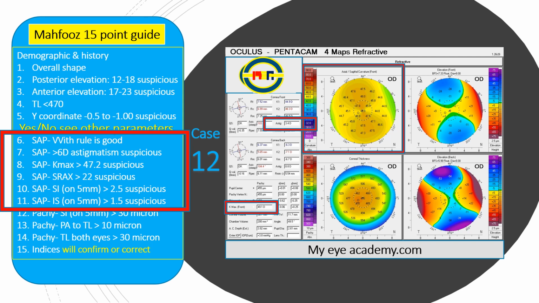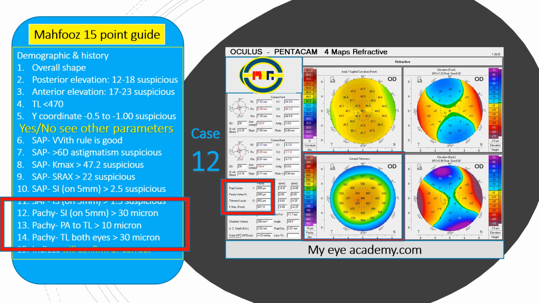All the SAP parameters are within the normal range, including the Kmax, superior, inferior, and inferior superior readings, and the Pachy readings are less than 30 micron, and the difference between the Pachy apex and thinnest location is less than 10 micron. Now, this may be a normal or maybe an abnormal cornea, but the main thing is that posterior elevation is within the normal range, so it's more likely to be a normal one, but the shape patterns are abnormal here and abnormal here.